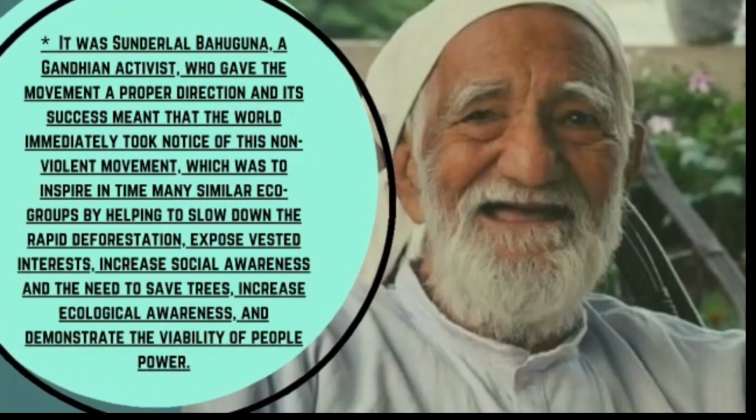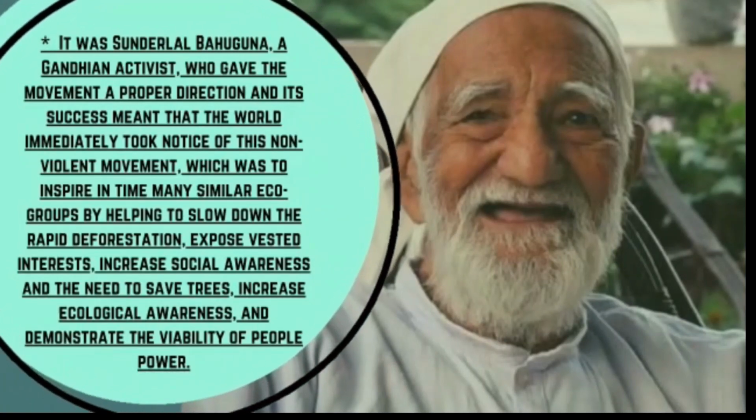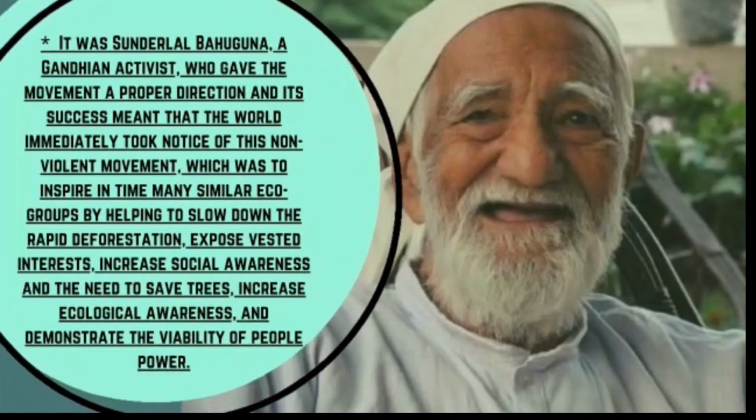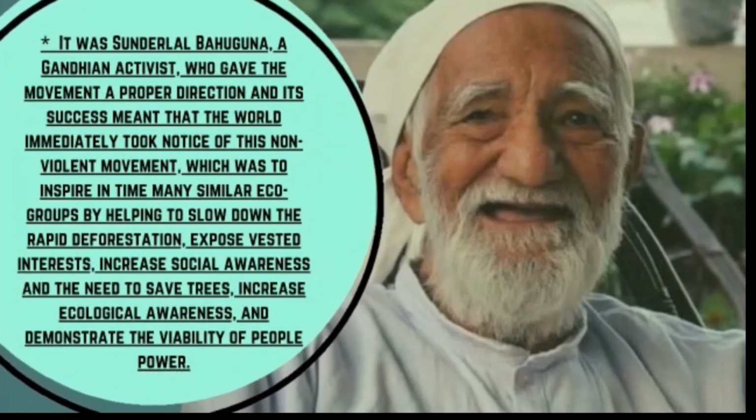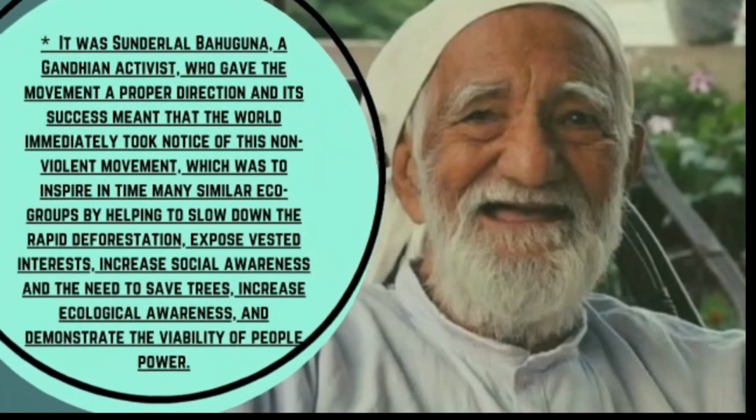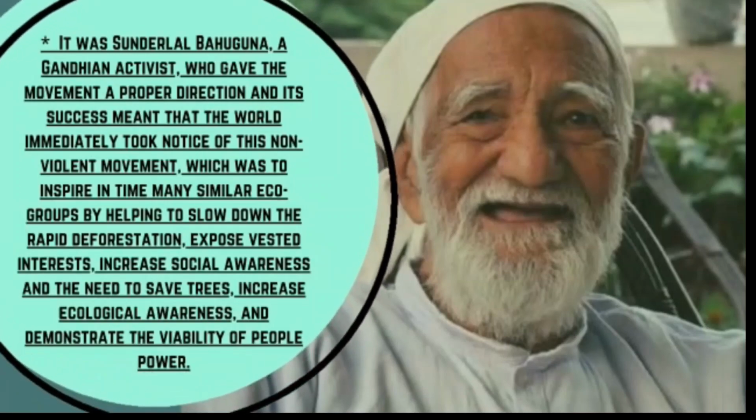It was Sundarlal Bahuguna, a Gandhian activist who gave the movement a proper direction, and its success meant that the world immediately took notice of this non-violent movement, which was to inspire in time many similar eco-groups by helping to slow down the rapid deforestation, expose vested interest, increase social awareness and the need to save trees, increase ecological awareness and demonstrate the viability of people power. He also used the slogan, "Ecology is the permanent economy."